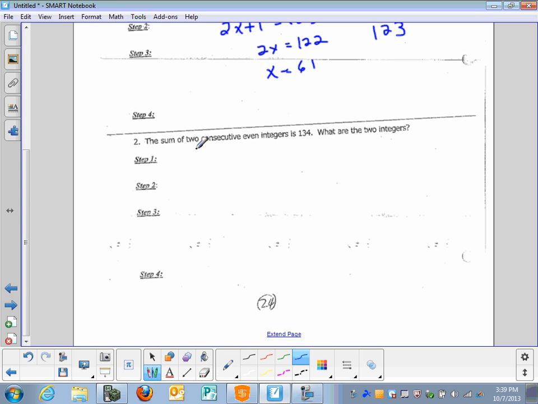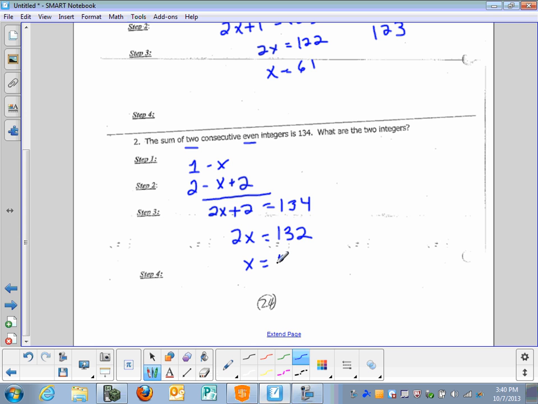Number 2, the sum of two consecutive even integers is 134. What are the two integers? The first number I'm going to represent with x. The second number I'm going to represent with x plus 2. The sum of those numbers, 2x plus 2, is equal to 134. So x is 66. So two consecutive even numbers, 66 and 68, add to 134.